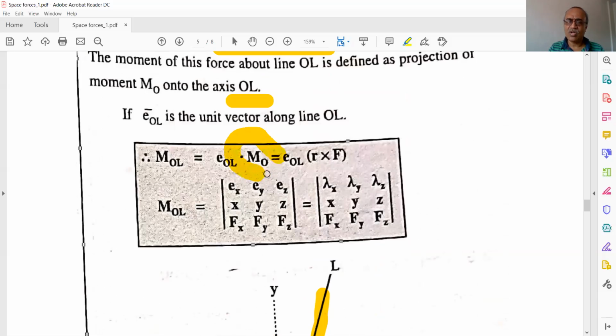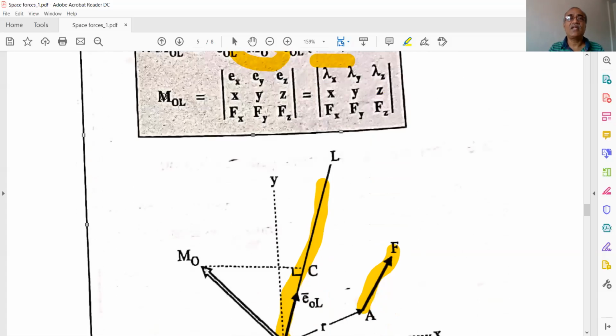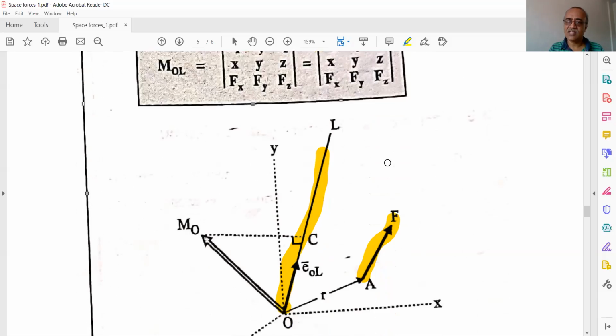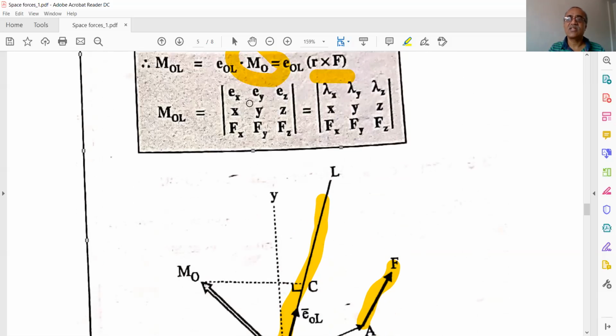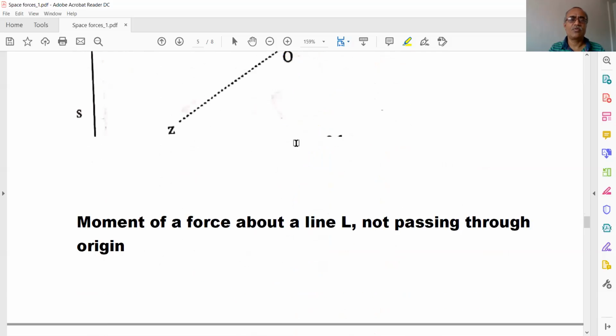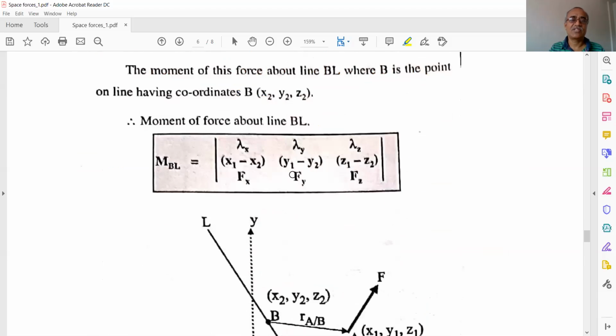MO is the moment of the force about the point O, that is R cross F, which we have already studied. Finally M_OL is equal to the determinant of Ex, Ey, Ez, x, y, z and Fx, Fy, Fz. What are Ex, Ey, Ez? These are the components of the unit vector of the line L. This is the analytical part of the moment of the force, and if we want the moment about a line which is not passing through the origin, this is the expression for that.